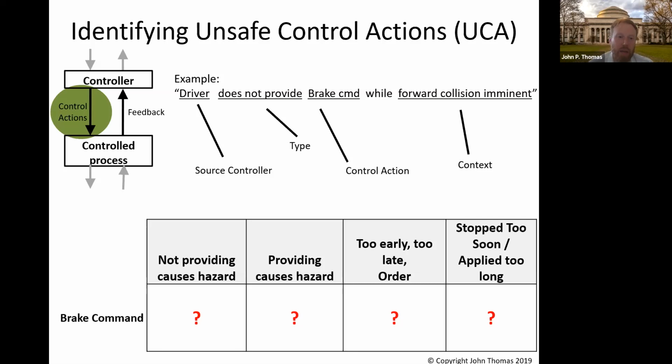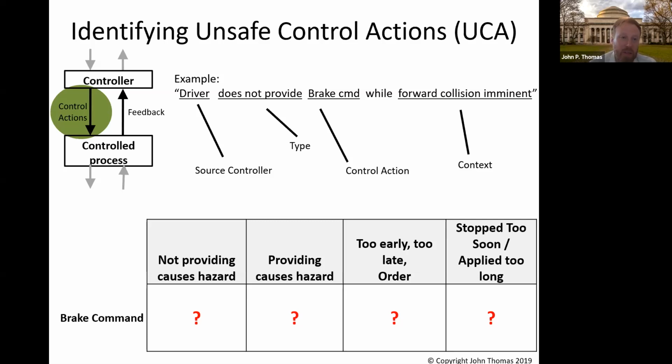Notice there are elements and ingredients that go into an unsafe control action. There's a source controller. Where is it coming from? There's a type. Are we talking about an action provided or not provided? What is the control action we're talking about? In this case, a brake command. And critically, what is the context that makes that control action unsafe?